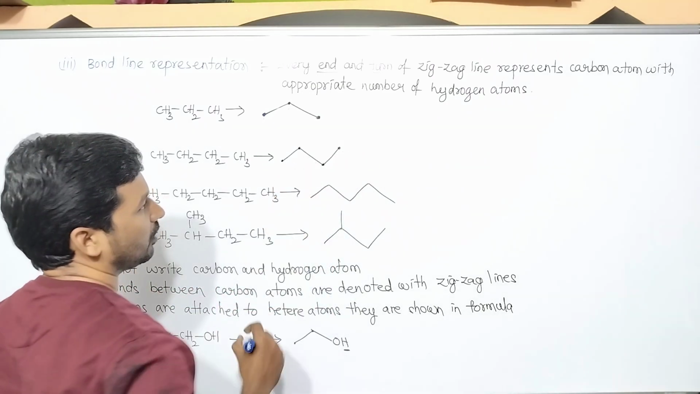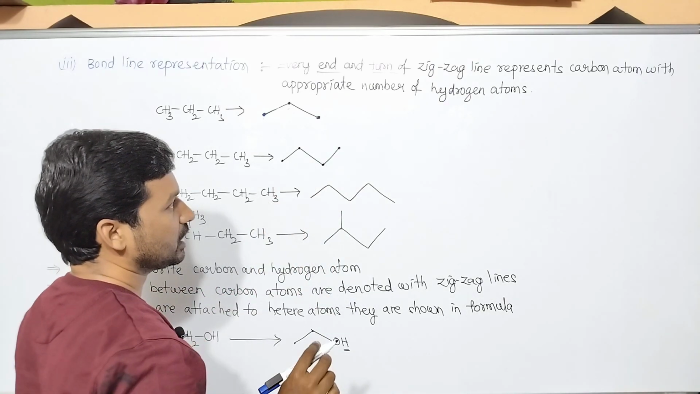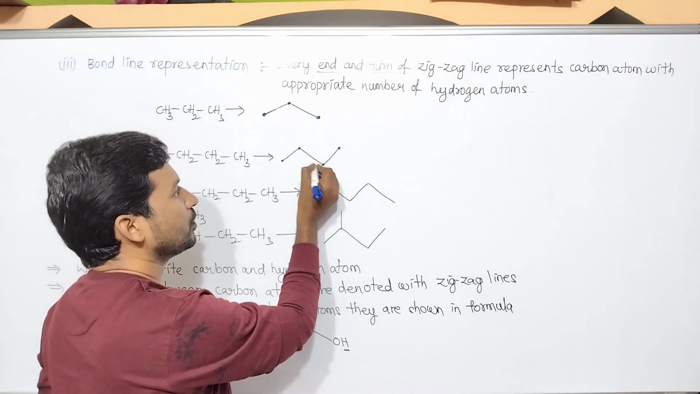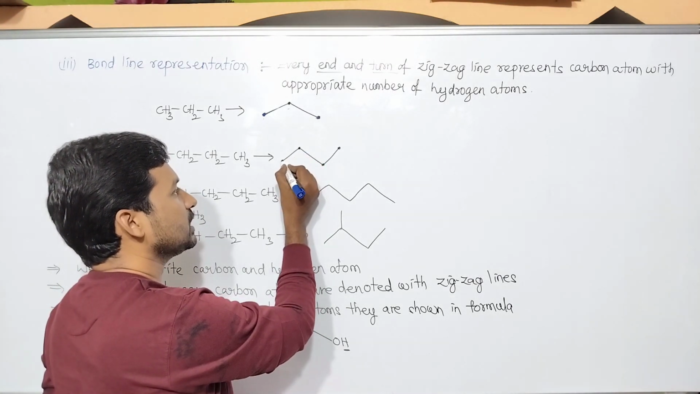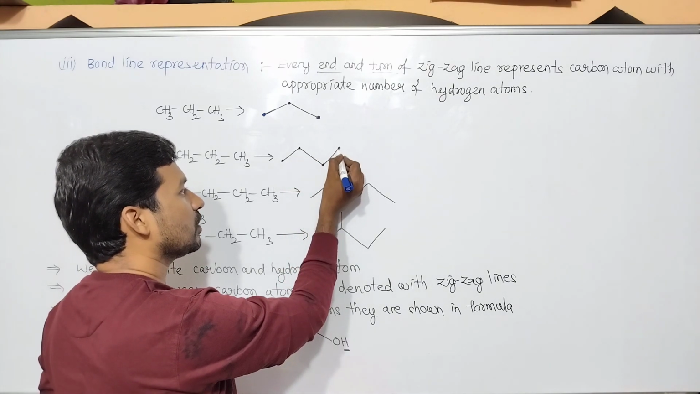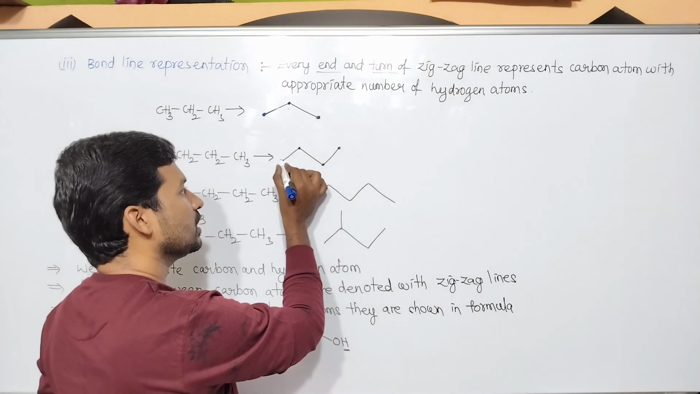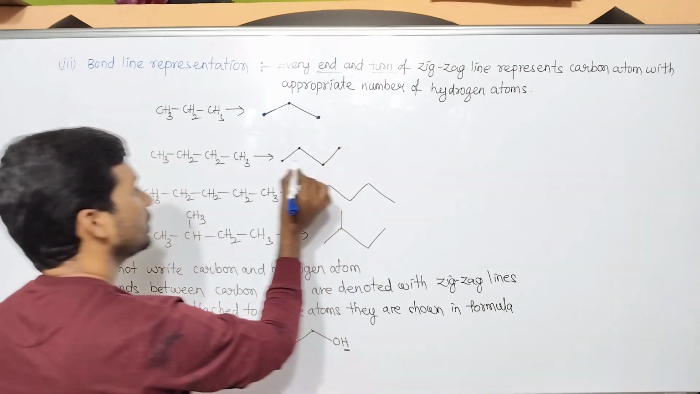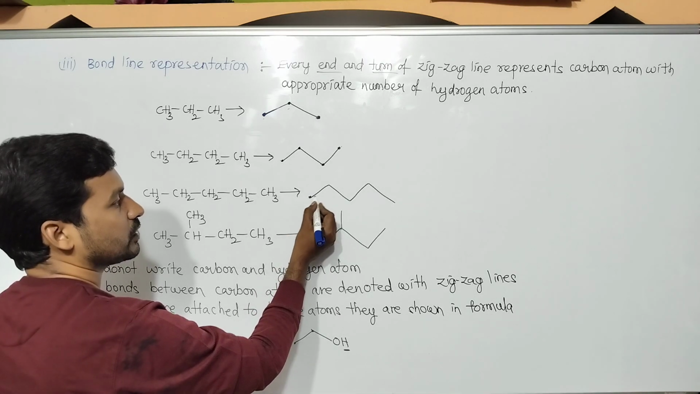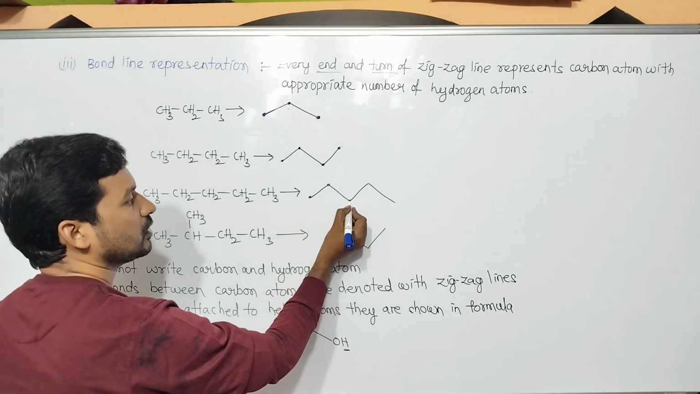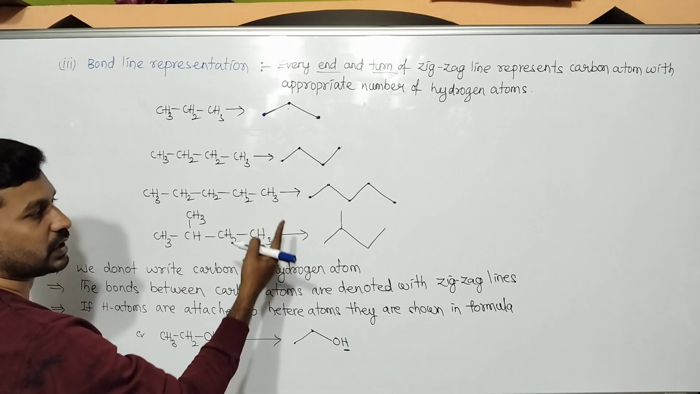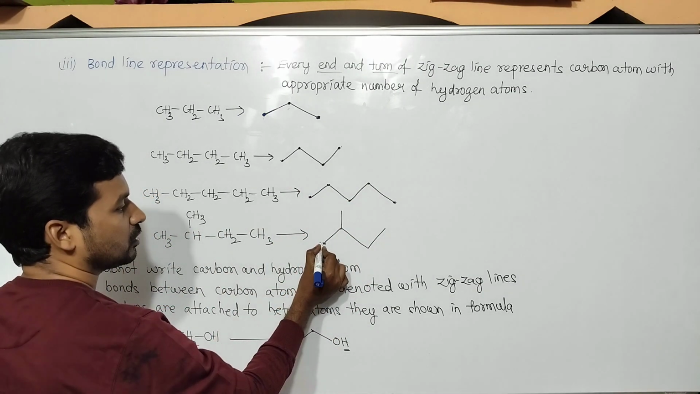Turn of the line is carbon. Here, what? Carbon with the appropriate number of hydrogen. So how many bonds? Only one bond, 3 hydrogen. Here 2 bonds, so 2 hydrogen. CH3, CH2. Here 2 bonds, so 2 hydrogen, CH2. Here only one bond, so 3 hydrogen, CH3. CH3, CH2, CH2, CH3, like this. Here carbon with 3 hydrogen, carbon with 2 hydrogen, carbon with 2 hydrogen, carbon with 2 hydrogen, carbon with 3 hydrogen, like that.